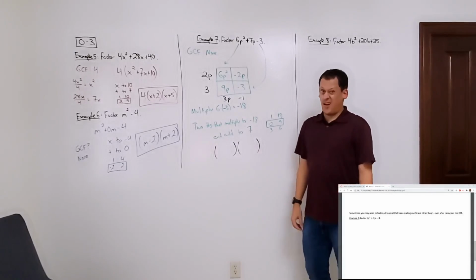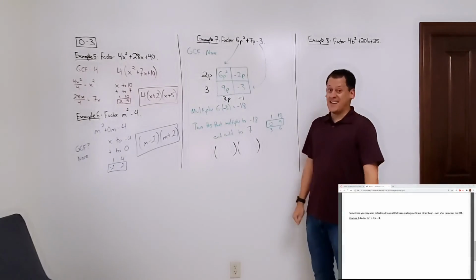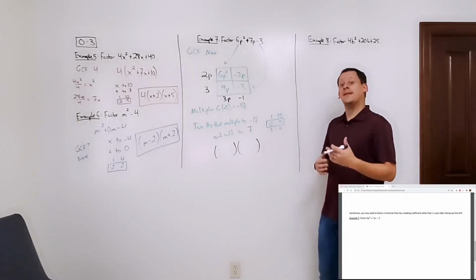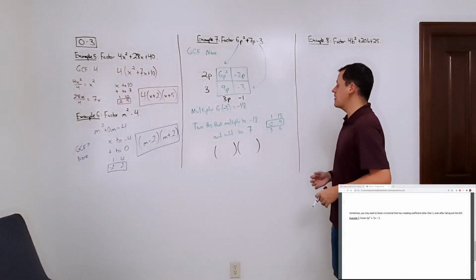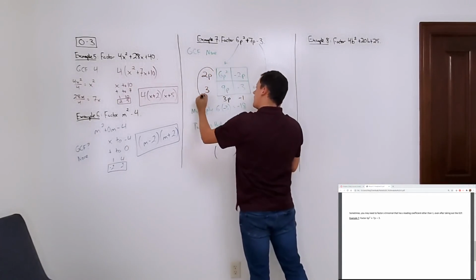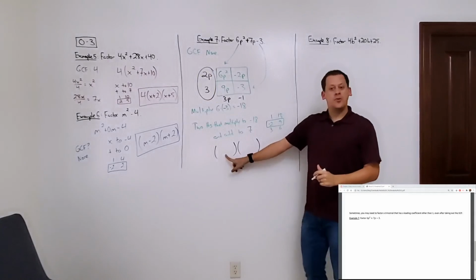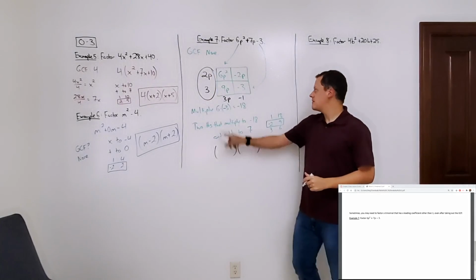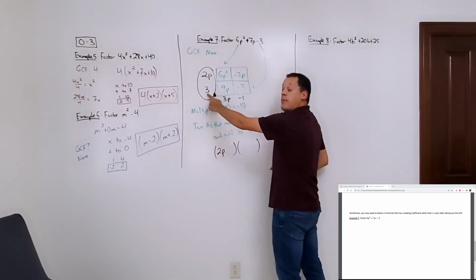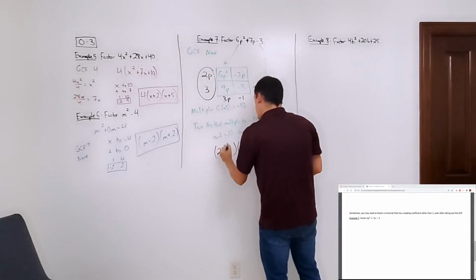I know this is a long process. This is not an easy problem, but you're writing notes, you're following along, you're getting there, you're seeing how it works. We're going to take these two things and put them together in one of the parentheses. So we've got 2p and a positive 3 plus 3.